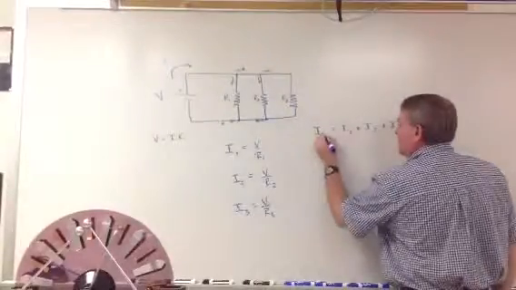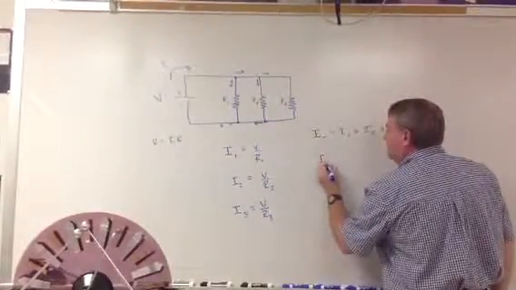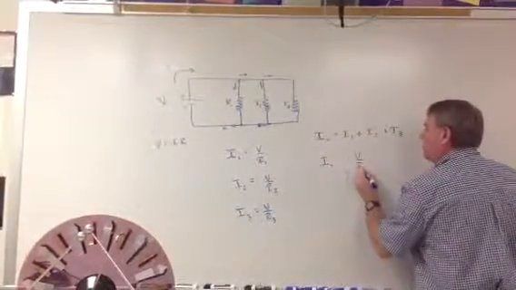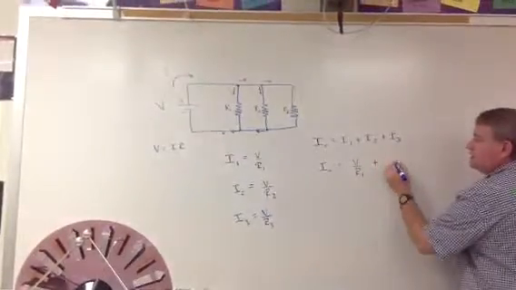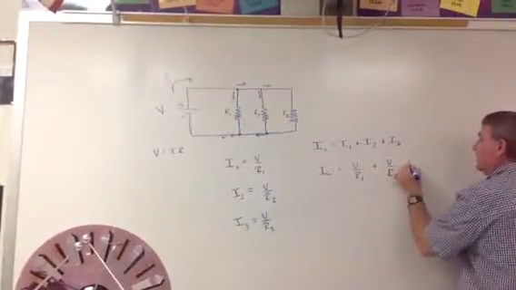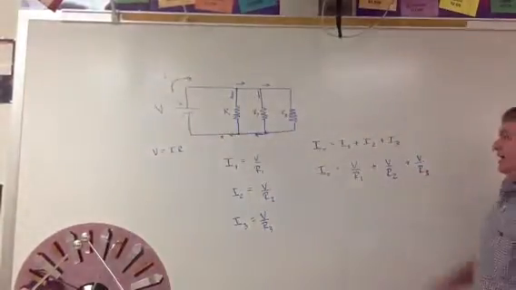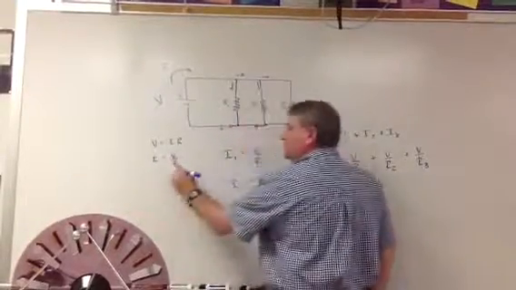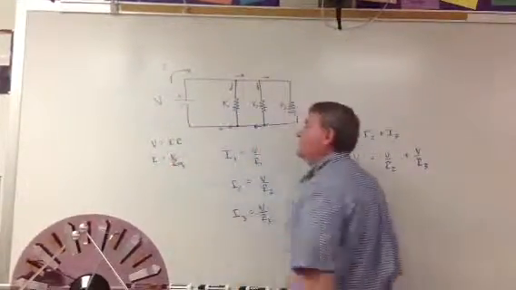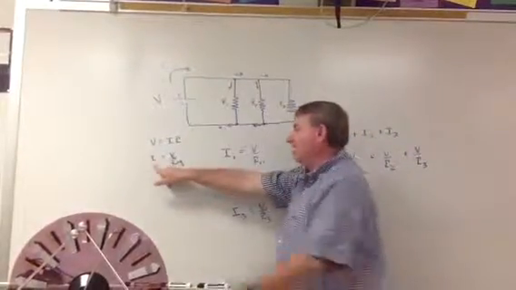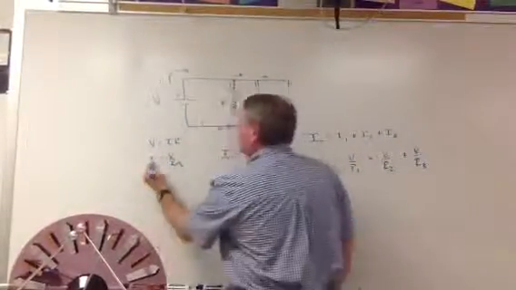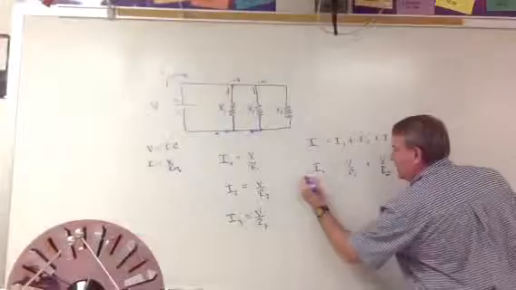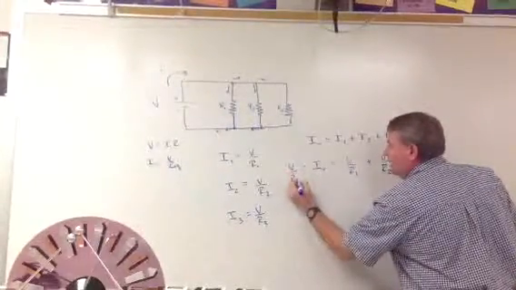So the total current, I'll just put IT for total current. IT is going to be equal to, I1 is V over R1, I2 is V over R2, and I3 is V over R3. Now, I total is V over R, but this R is the equivalent resistance for this circuit. So I total is equal to the voltage over the equivalent resistance. That's IT. So if I rewrite this, that's just V over REQ.